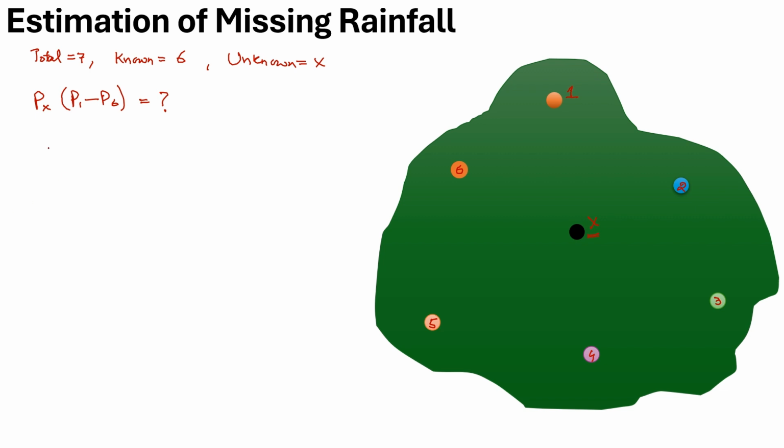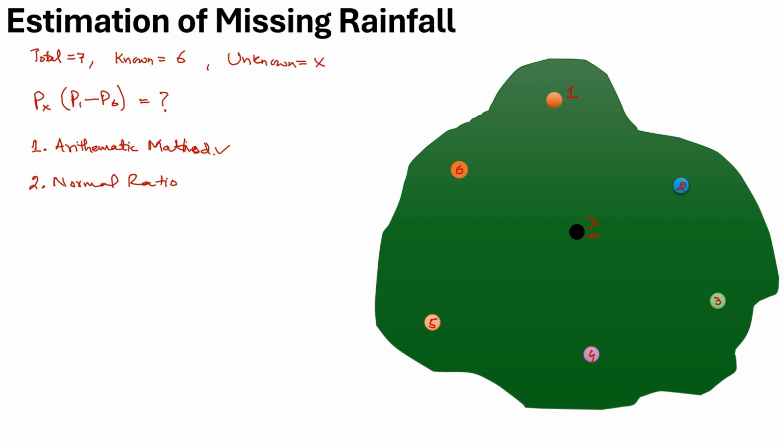For this, we can use two methods. The first method is known as the arithmetic method, and the second method is known as the normal ratio method. In this lecture, we will discuss both of them. The first one is very simple.